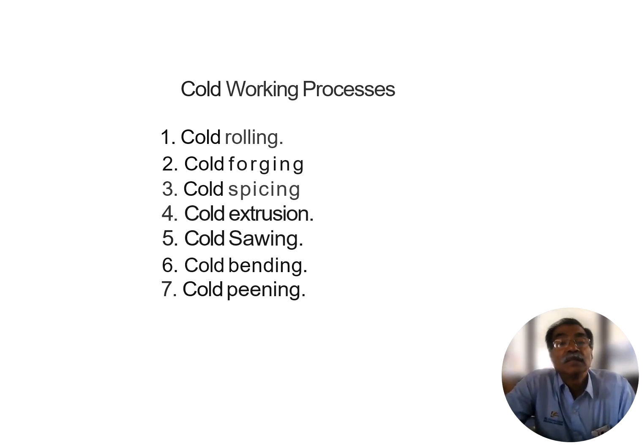Next, you see different cold working processes like cold rolling, cold forging, cold spinning, cold extrusion, cold sawing, cold bending, cold peening. First is cold rolling. It is generally employed for bars of all shapes, rods, sheets, and strips in order to provide a smooth and bright surface finish. It is also used to finish the hot rolled components to close tolerances and improve their toughness and hardness.